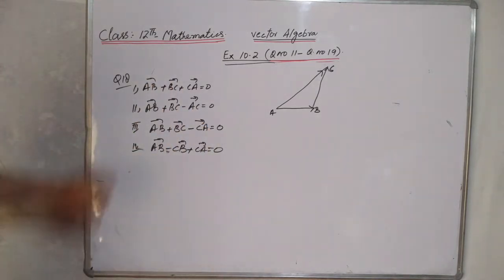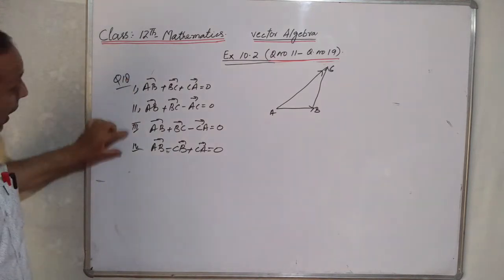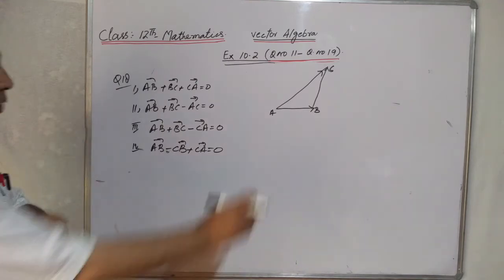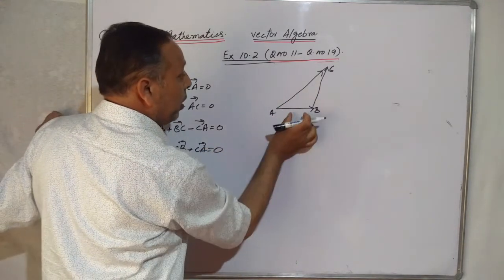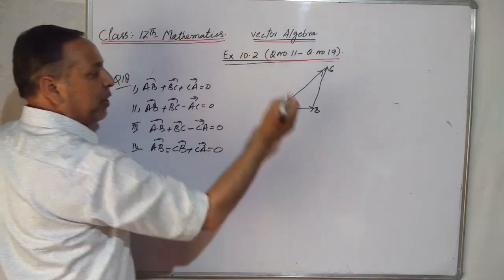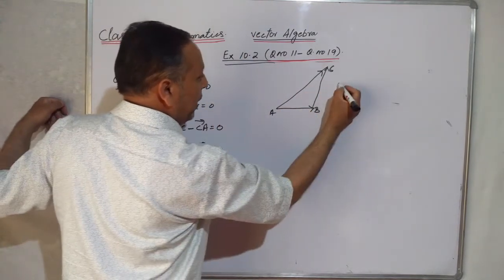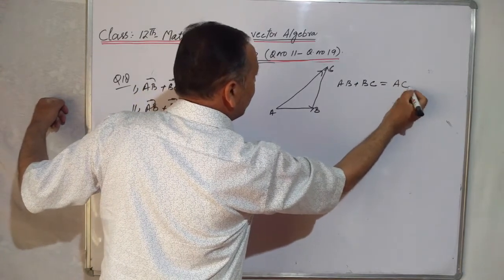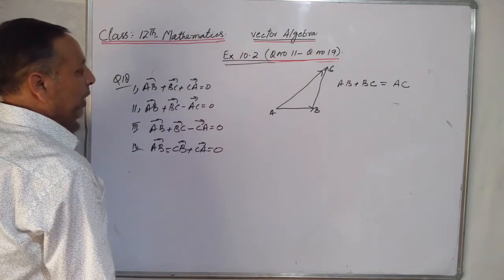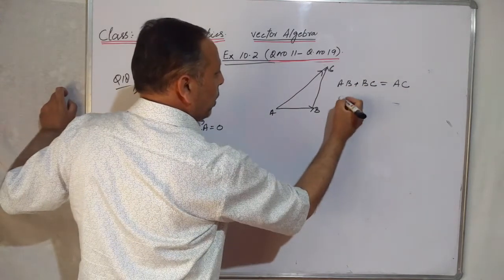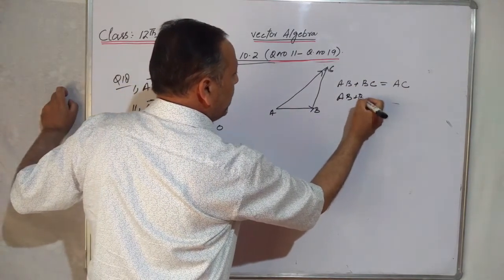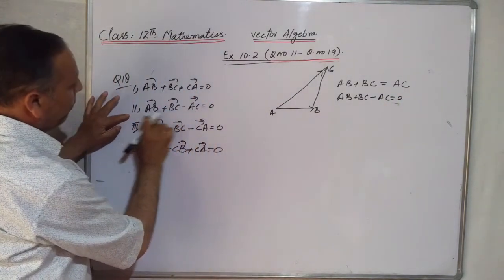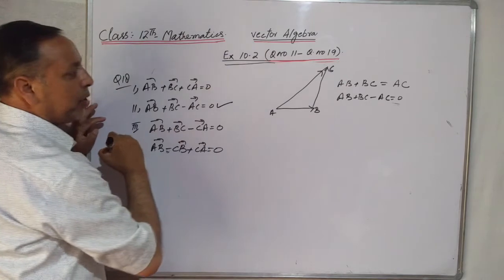That means here we have four statements. Three among them are correct. One is incorrect. Which one is incorrect? That we will find out. Here you have triangle ABC. You use the triangle of vectors. When we use the triangle of vectors here, it will be AB plus BC is equal to AC. If I transpose this, AB plus BC minus AC is equal to 0. So this is the second statement, which means the second statement is correct.